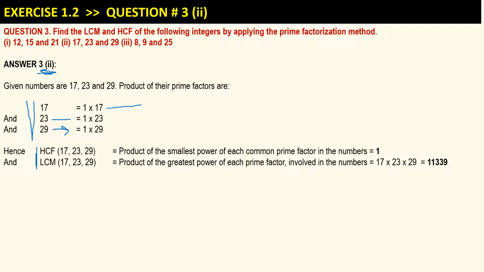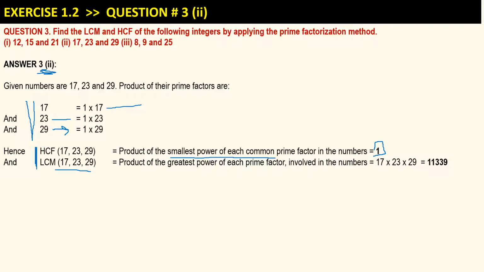So now we can easily find their HCF. In case of HCF of the three numbers, we will check the smallest power of each of the common factors. And here we have only 1 as the common factor, so the HCF would be 1.